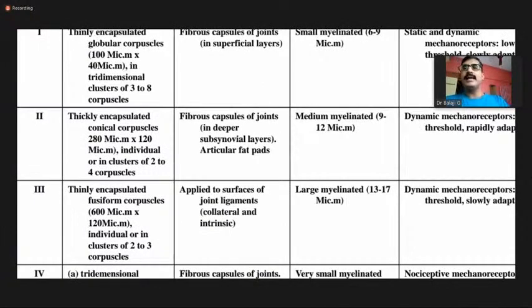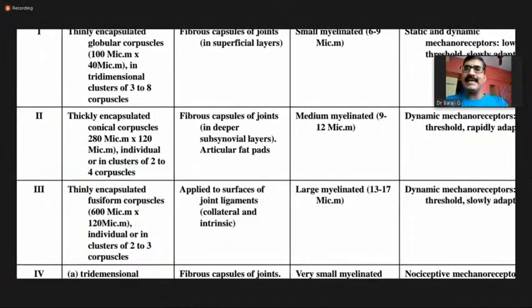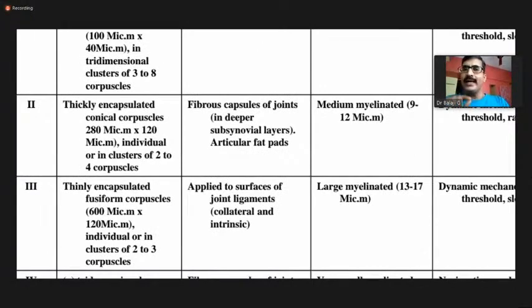The type 2 receptor is thickly encapsulated. These are conical corpuscles. The dimensions are 280 micrometers by 120 micrometers, and individually they are in clusters of 2 to 4 corpuscles. Where is it located? This is also located in the fibrous capsules of the joint, but not in the superficial layer. It is in the deeper subsynovial layers, and the type 2 receptor is located in the articular fat pads also.